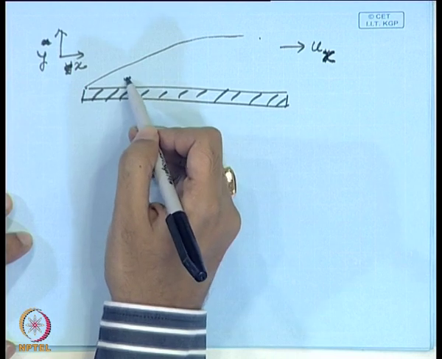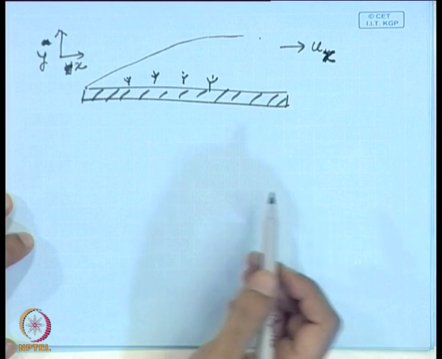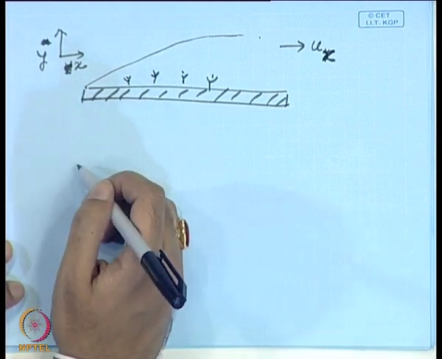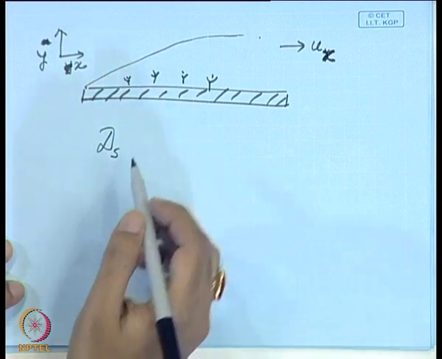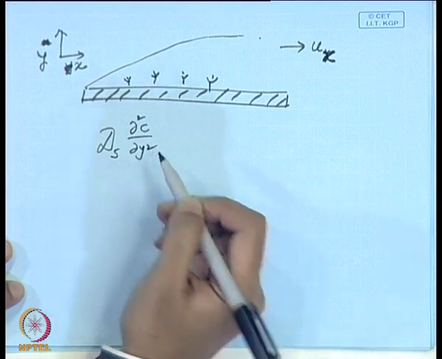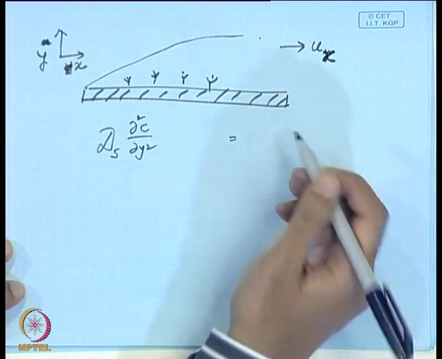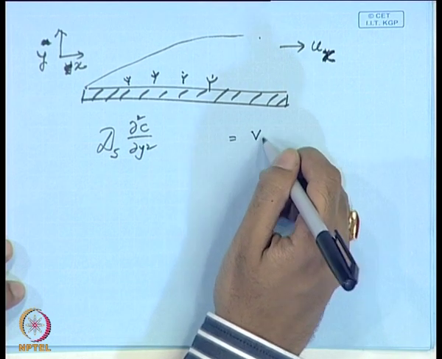And the enzymes are here. So, what would be the terms, diffusion terms, say? Diffusion term is only Ds into del C by del X. Okay. And convection term is Vx into del C by del X.